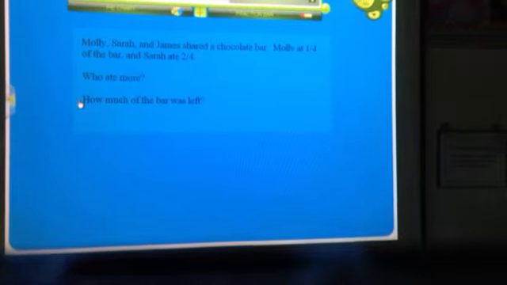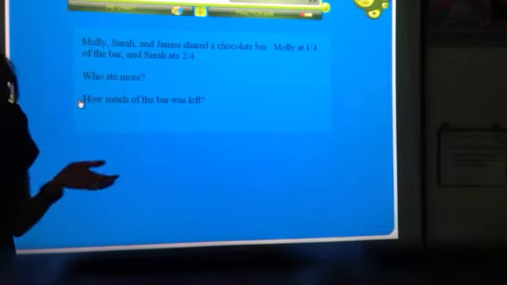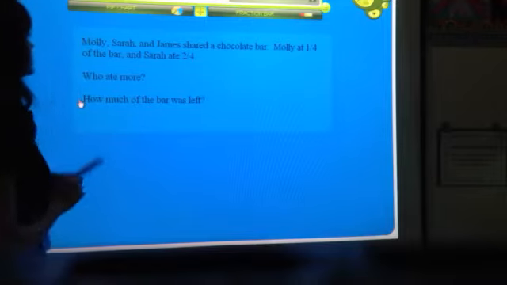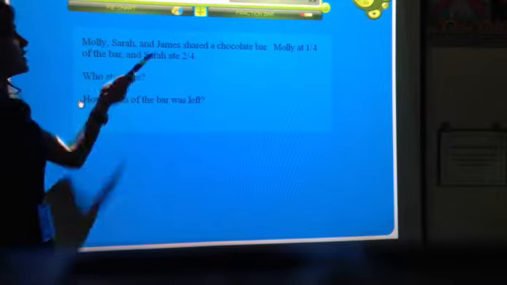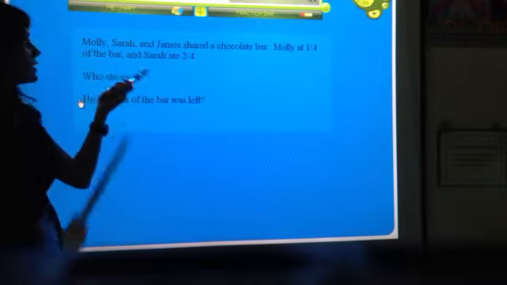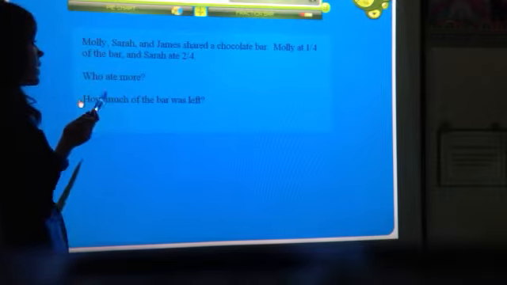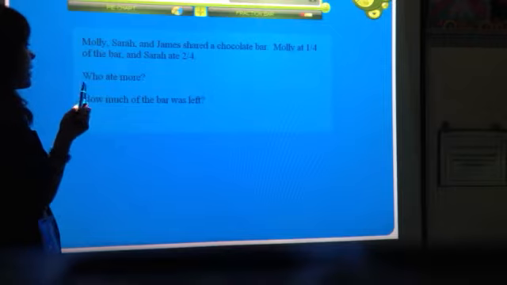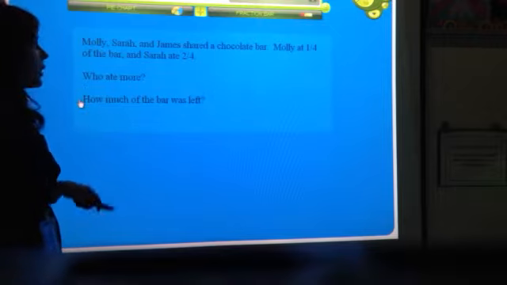Alright, today's lesson is on comparing fractions, and we're just going to start with a simple word problem. Molly, Sarah, and James shared a chocolate bar. Molly ate 1/4 of the bar, and Sarah ate 2/4 of the bar. The questions we need to answer are who ate more, and how much of the bar was left.